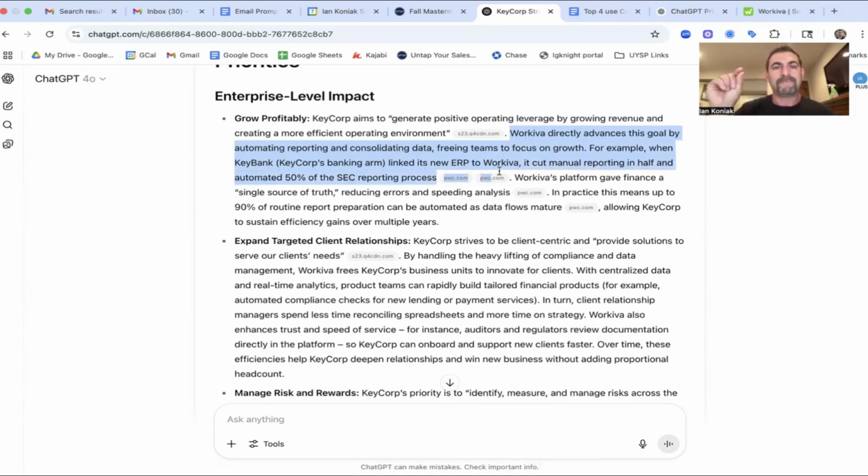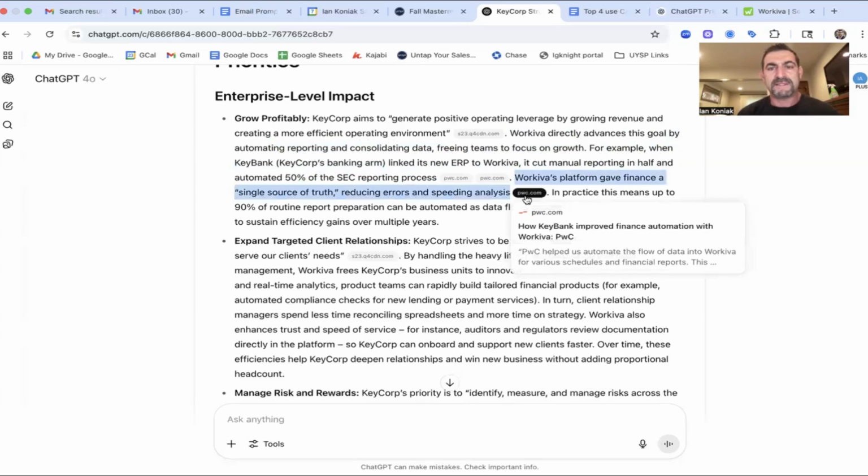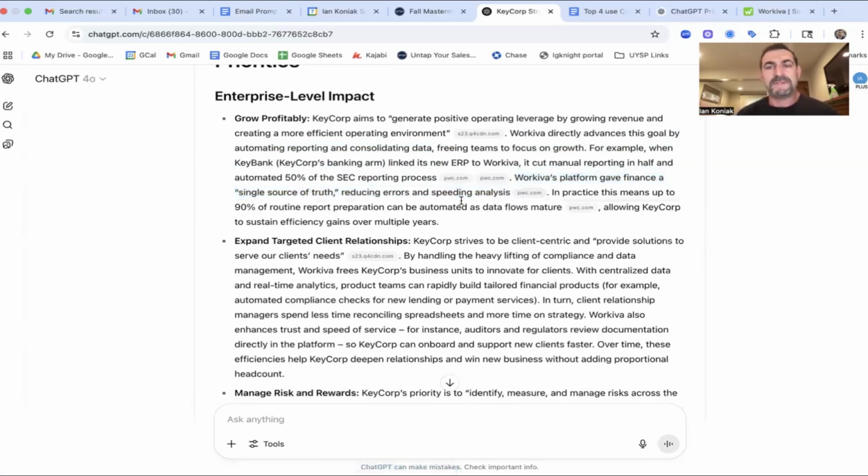Now, interestingly, Workiva is actually already partnered with KeyBank. So KeyBank's already using Workiva, which I didn't know. I just did this randomly to illustrate the point, but it's pretty cool. It knows that. It researched that as part of the deep research. And it found some articles and some success stories from KeyCorp talking about their Workiva initiative. So Workiva's platform gave finance a single source of truth, reducing errors and speeding analysis. And it looks like this was a PwC article that was actually published. I guess PwC were most likely the implementation partner for this.